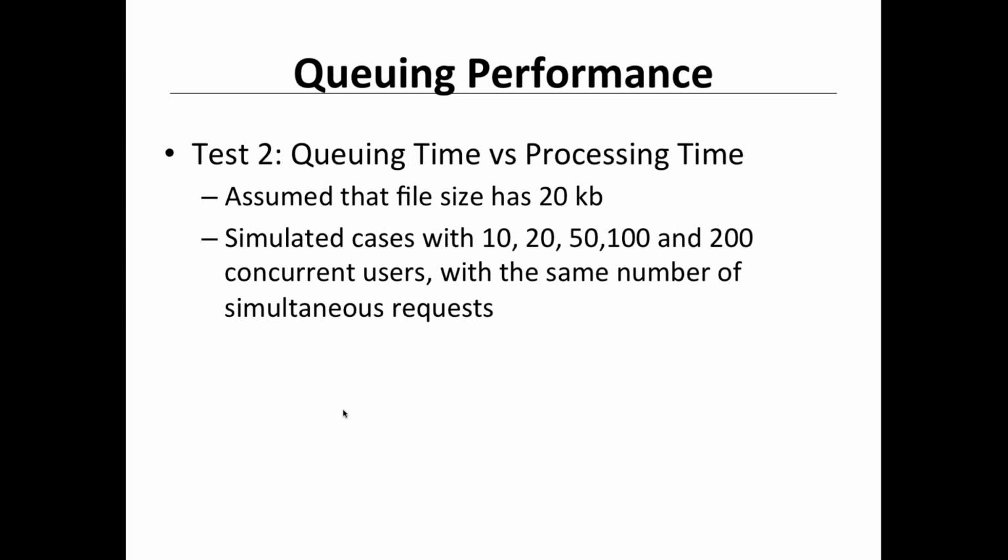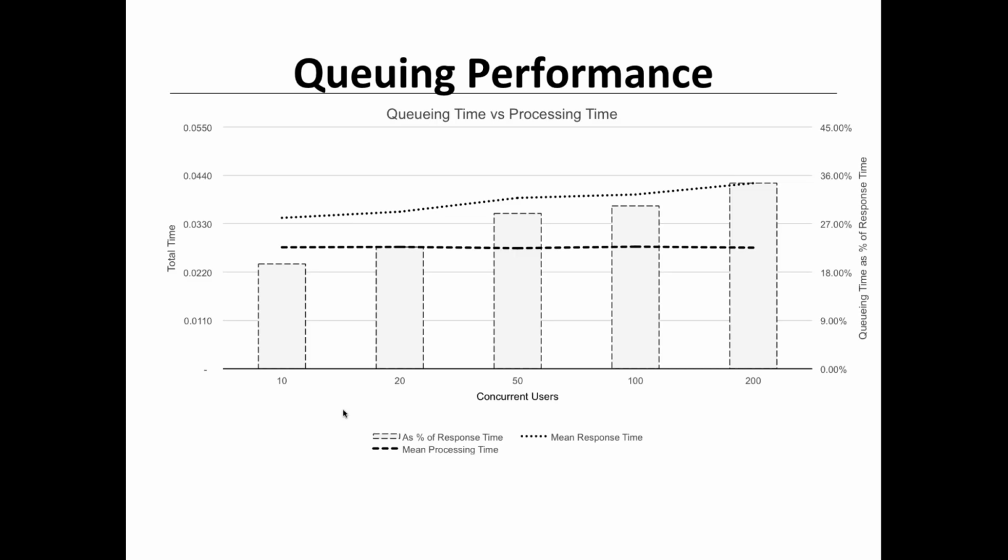Now here, the queuing time versus the processing time. This is an interesting experiment. We wanted to know the effect of queuing on the response time. In order to perform this experiment, we assumed that the file size is constant, so we used a 20 kilobyte file size. Also, we simulated the case where we have 10, 20, 50, 100, and 200 concurrent users with the same number of requests and the same file size. And this is our result.